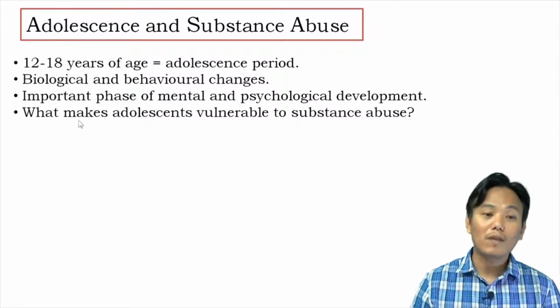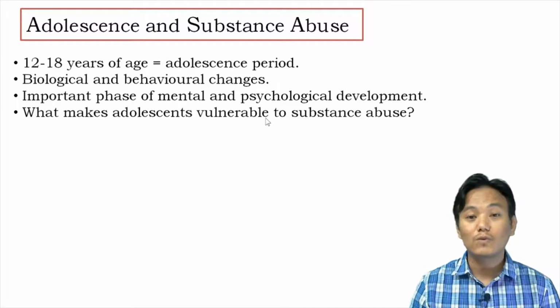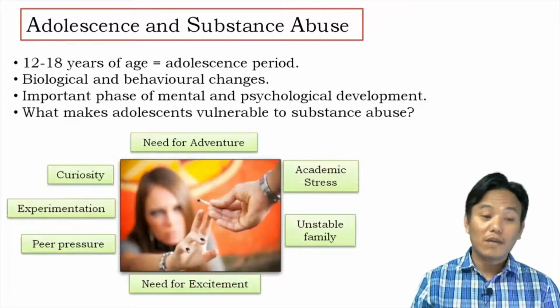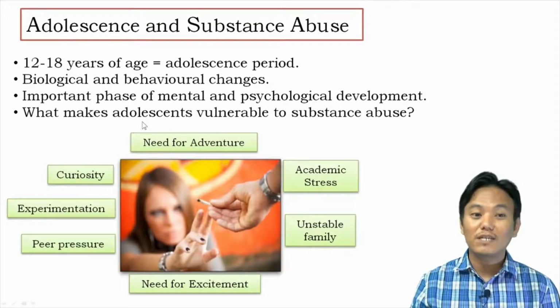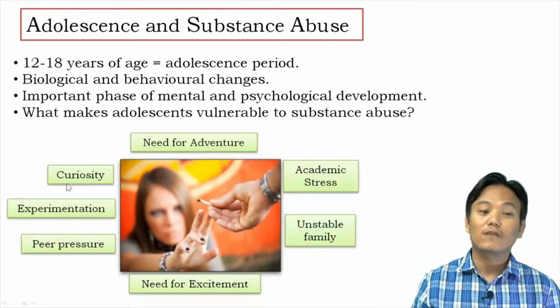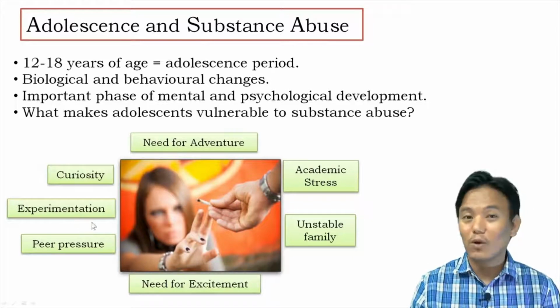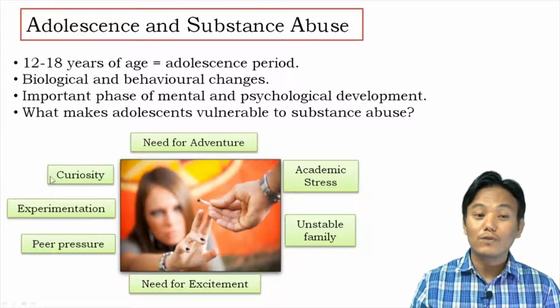Right. So what makes adolescents vulnerable to substance abuse? There are many different factors, and one of the main factors is curiosity. Teenagers or adolescents in general are extremely curious, and their need for adventure and excitement leads to experimentation with different kinds of drugs and alcohol. Right. So curiosity is the main reason making adolescents more vulnerable to substance abuse.